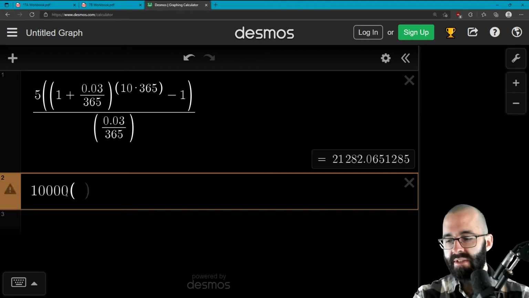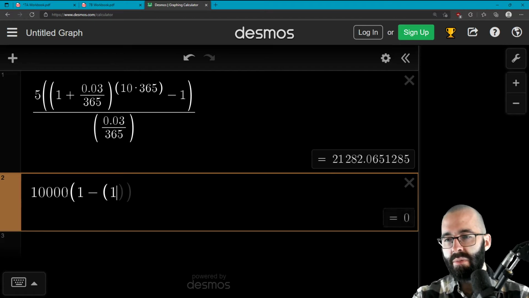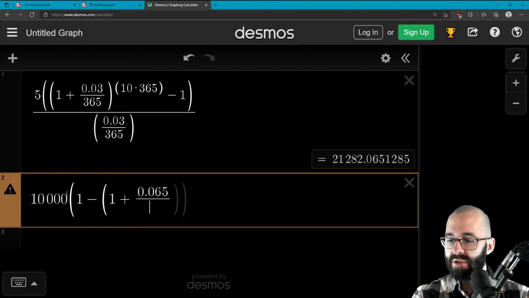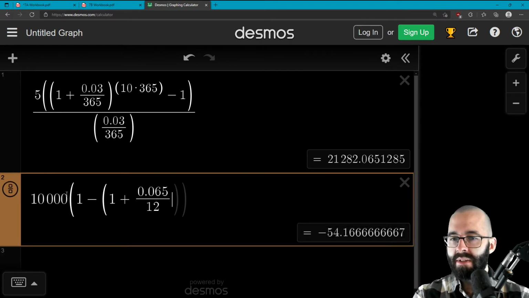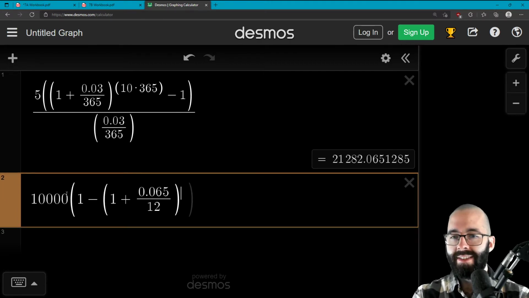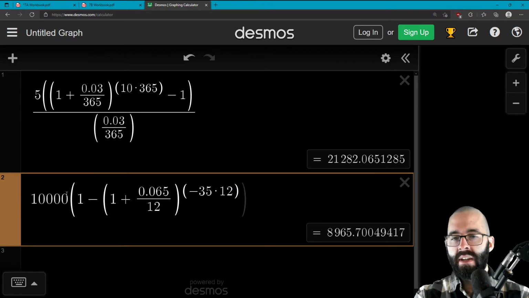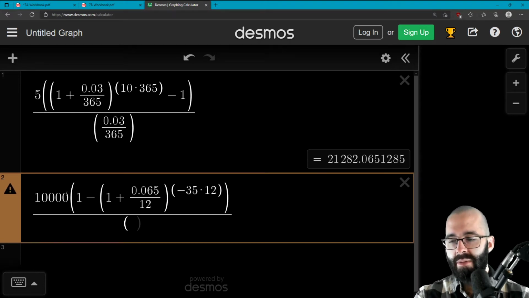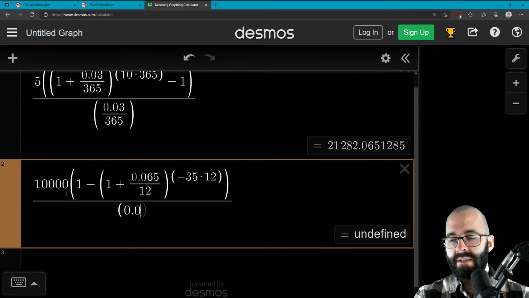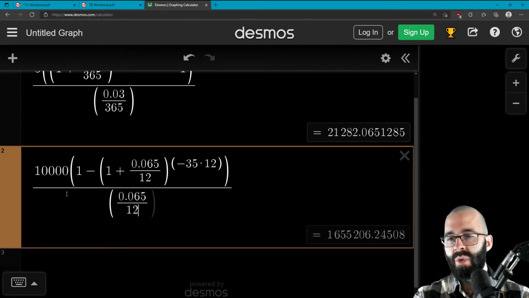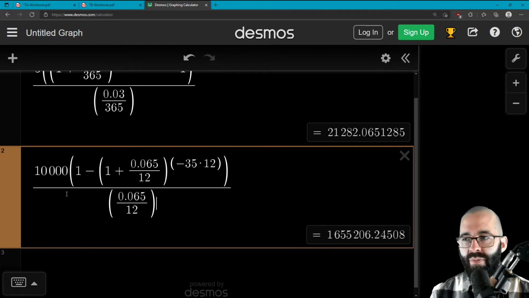10,000, parenthesis, 1 minus, parenthesis, 1 plus 0.065 / 12. Tab out of the denominator, parenthesis, caret, that's shift 6, parenthesis, negative 35 times 12. Use an asterisk for that multiplication. Tab out of the exponent, parenthesis, and that all gets divided by parenthesis 0.065 / 12, tab, parenthesis.